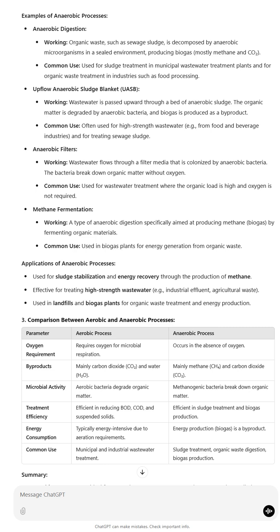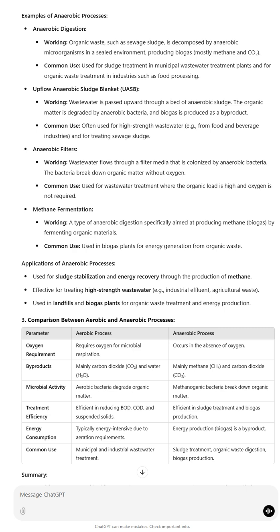Working. Wastewater is passed upward through a bed of anaerobic sludge. The organic matter is degraded by anaerobic bacteria, and biogas is produced as a byproduct. Common use. Often used for high-strength wastewater, e.g., from food and beverage industries, and for treating sewage sludge. Anaerobic filters. Working. Wastewater flows through a filter media that is colonized by anaerobic bacteria. The bacteria break down organic matter without oxygen. Common use. Used for wastewater treatment where the organic load is high and oxygen is not required.